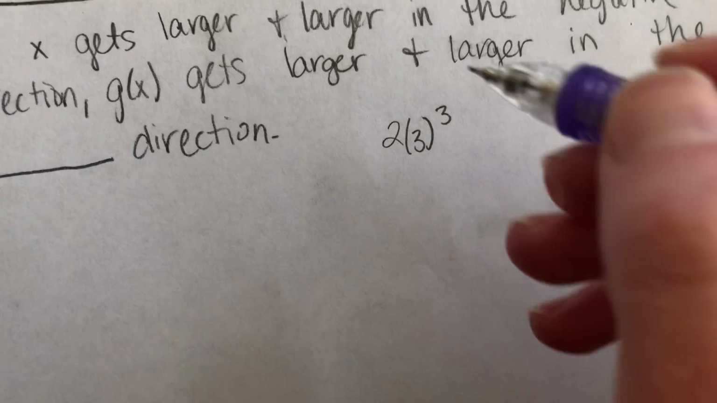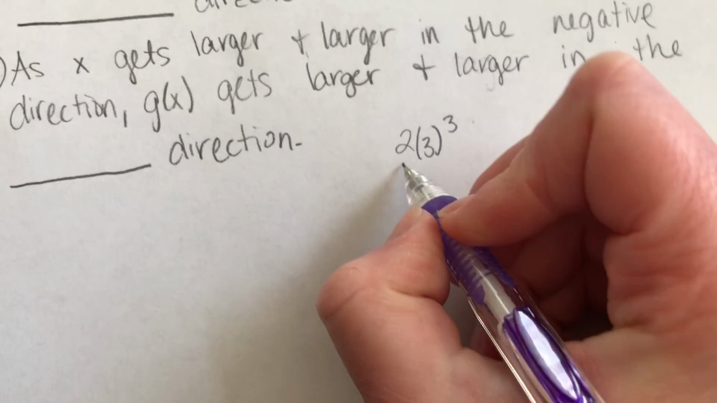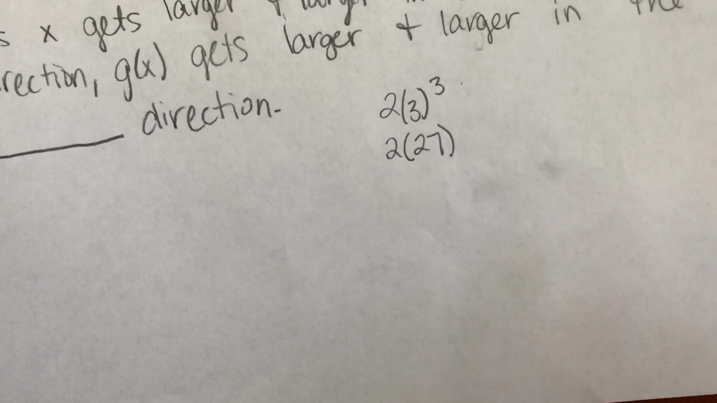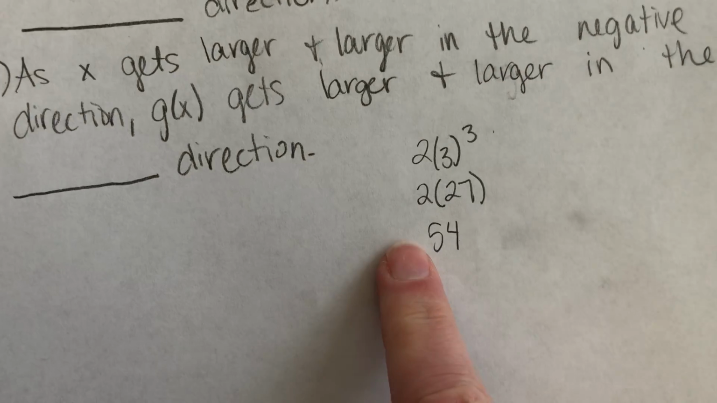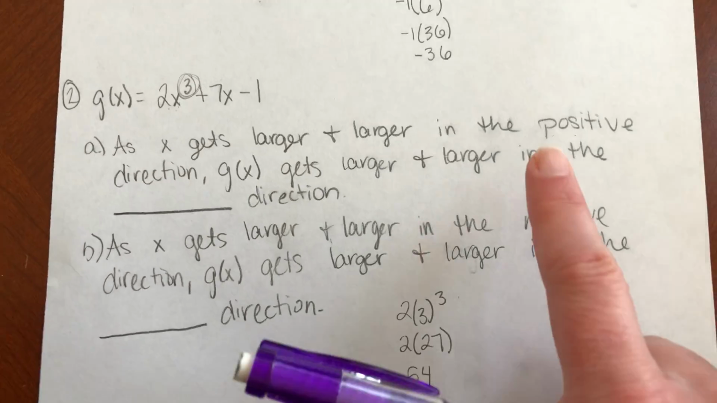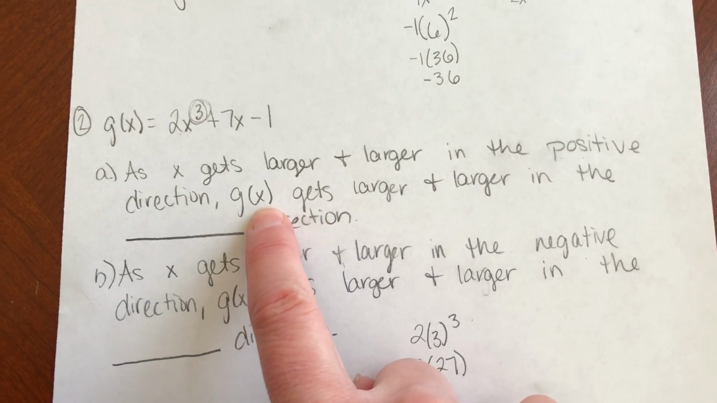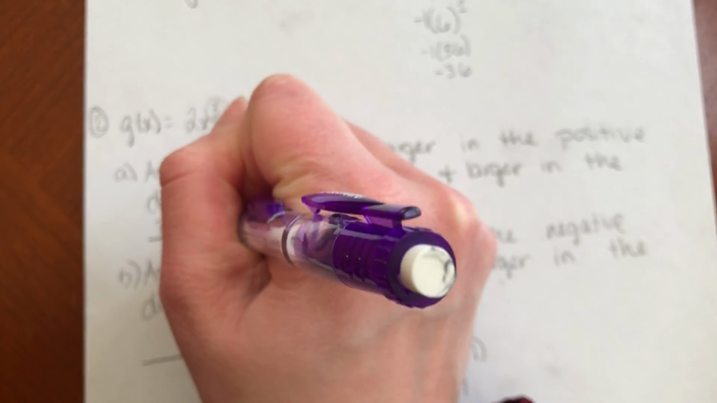Right, so in order of operations, I have to do the exponent first. So 3 to the 3rd power is 27. That's 3 times 3 times 3 times 2. That's going to get me 54, which is a positive value. So as x is getting larger and larger in the positive direction, g of x, or my y values, are also getting larger and larger in the positive direction.